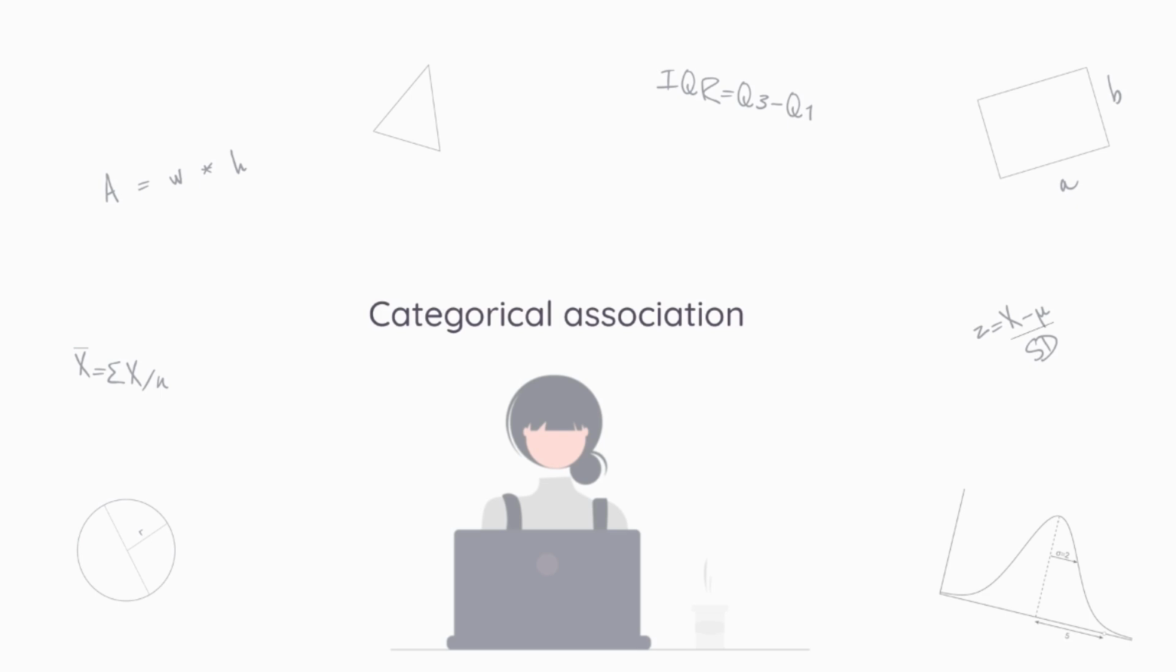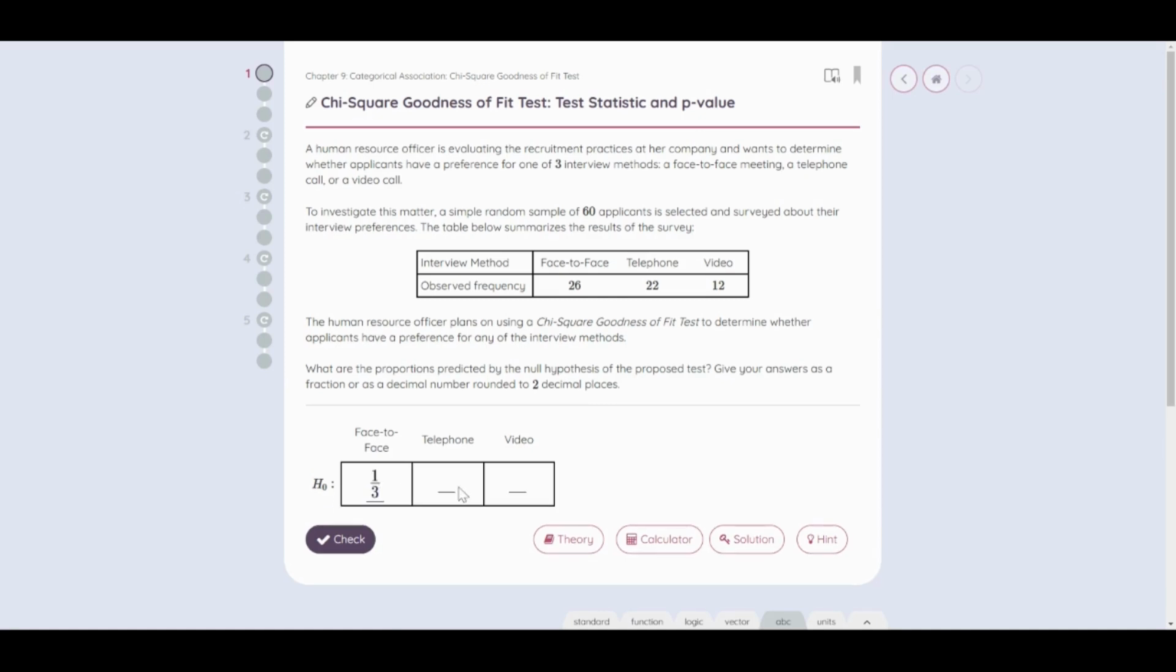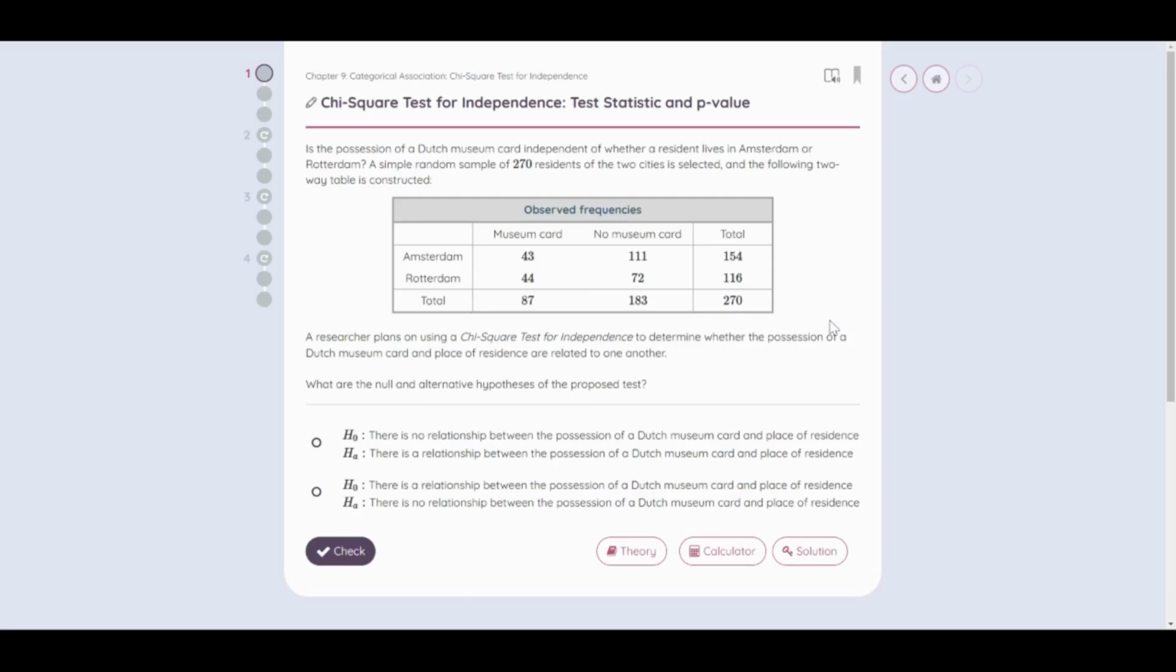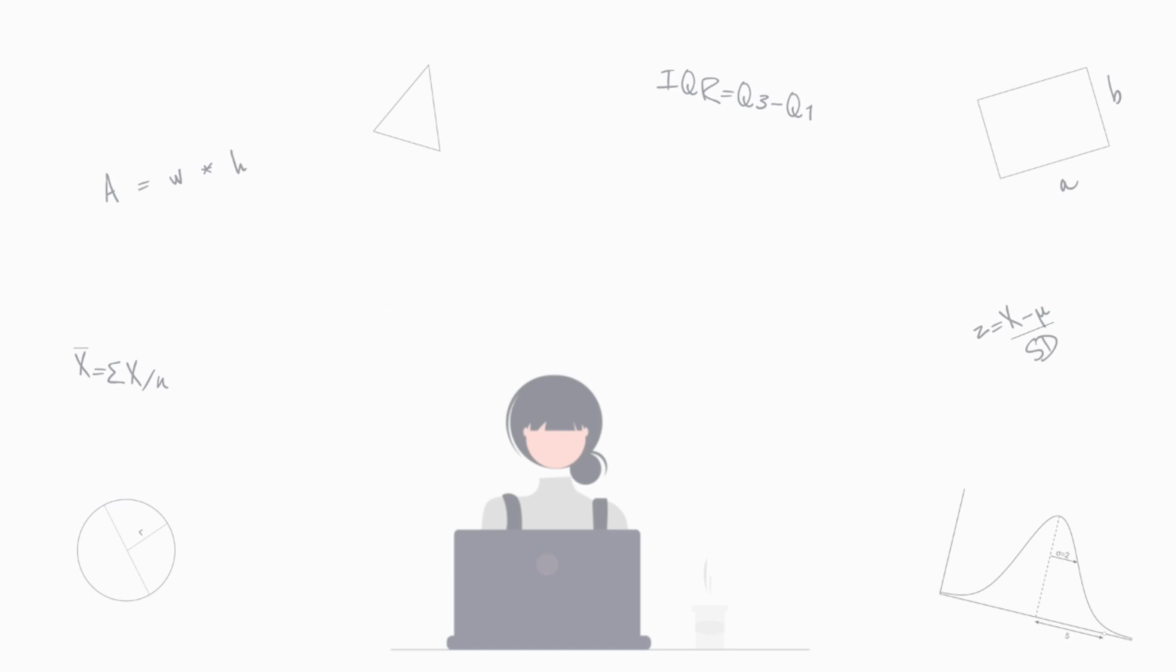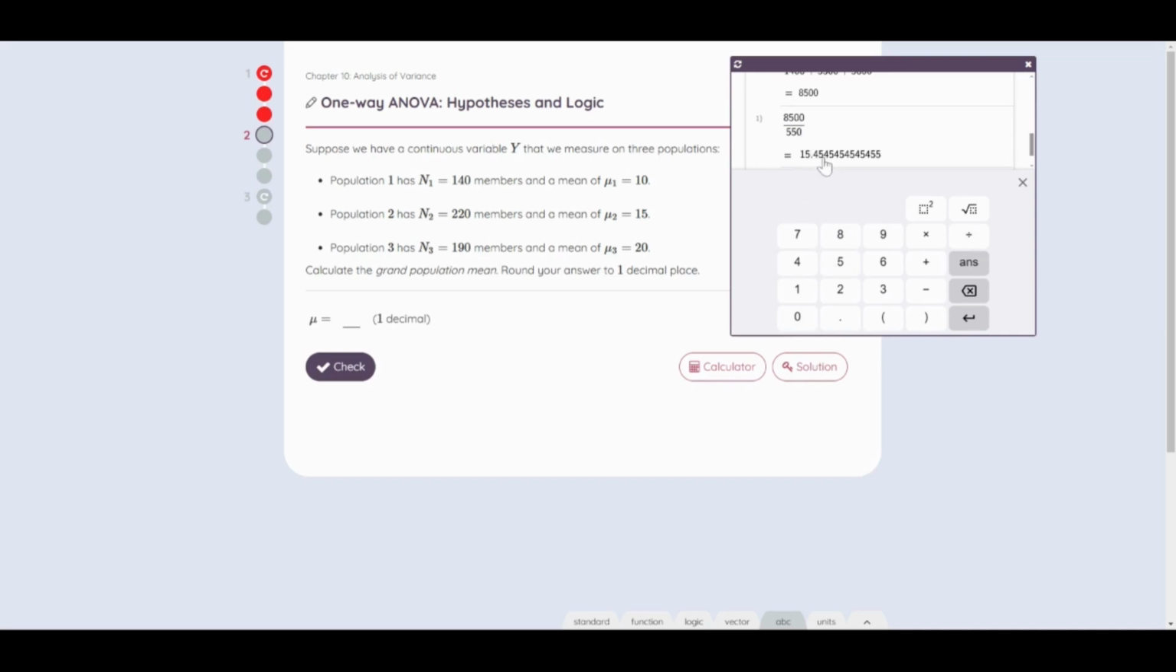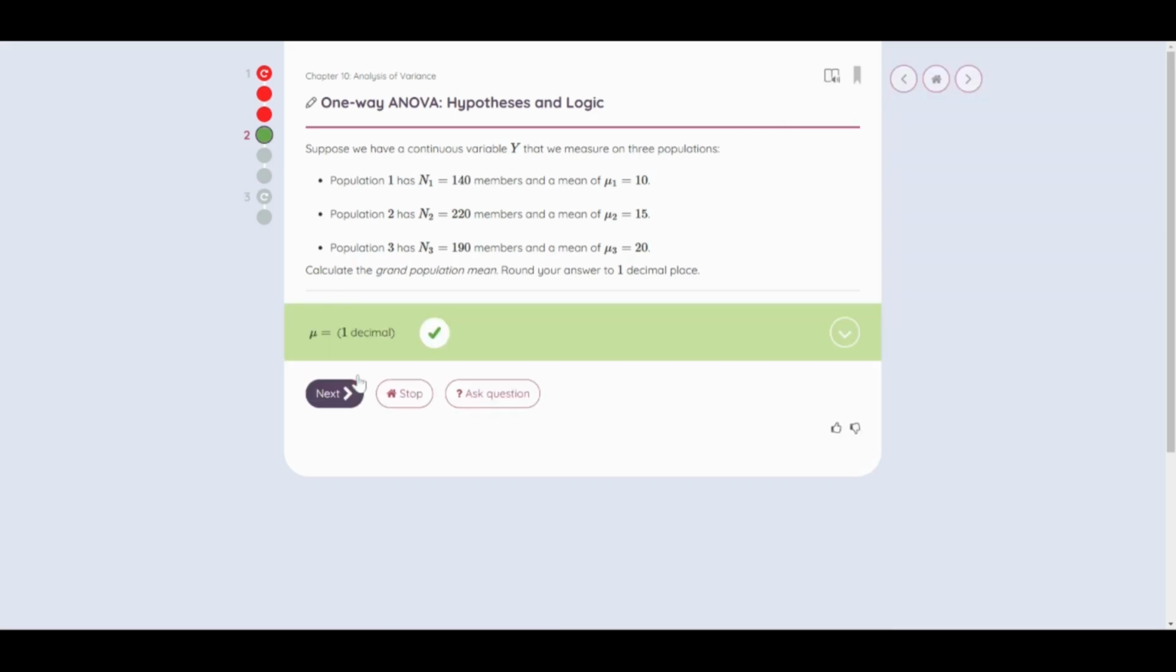Categorical association focuses on hypothesis testing in the case of categorical data. We begin with testing the population proportions of a categorical variable. Then we go into testing whether 2 categorical variables are independent. Analysis of variance, or one-way ANOVA, covers the testing of the mean difference between more than two populations. In this example, the students are given the number of members and the mean of 3 different populations, and they need to calculate the grand population mean.